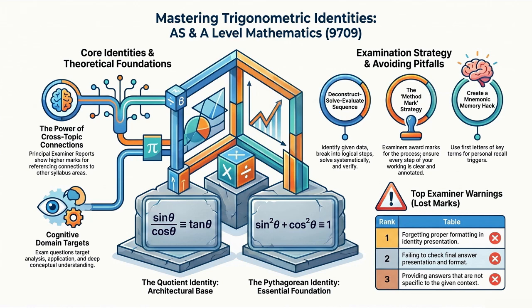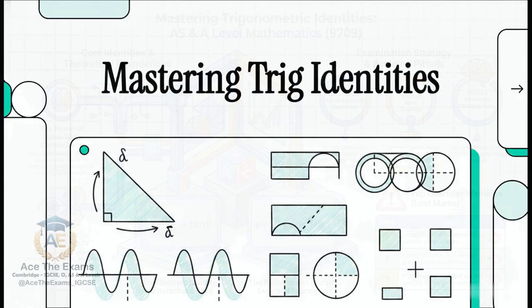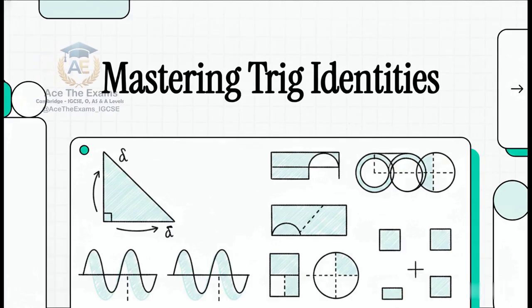Welcome to The Explainer. I'm your master coach, and today we are dissecting one of the most rigorously assessed, fiercely debated, and frankly misunderstood components of the Cambridge AS and A-Level Mathematics 9709 syllabus. We are talking about foundational trigonometry.